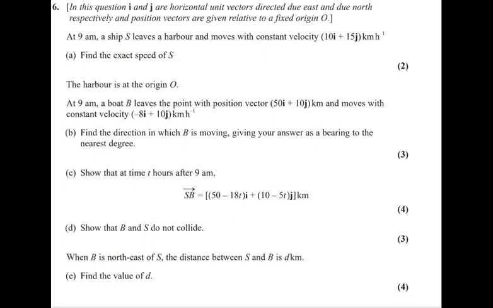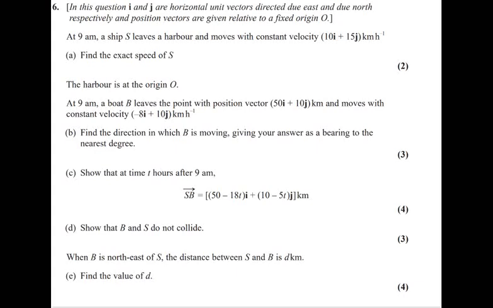Alright, now in this question i and j are horizontal unit vectors directed due east and due north respectively. The position vectors are given relative to a fixed point or origin O. At 9 a.m. the ship S leaves a harbor and moves with a constant velocity of 10i plus 15j kilometers per hour. Find the exact speed. Now this is a good question.